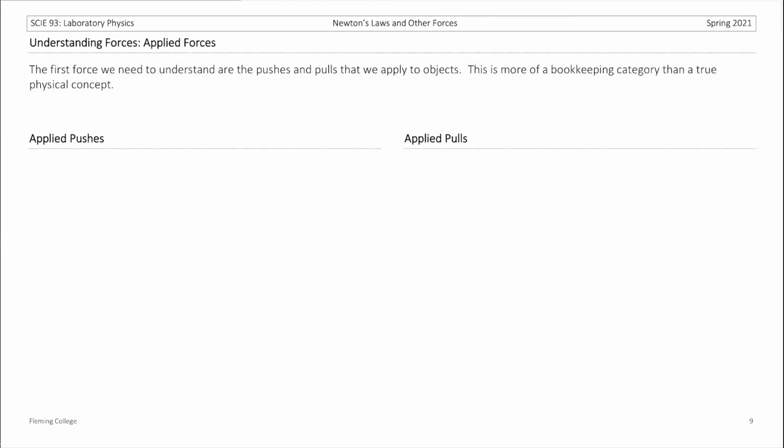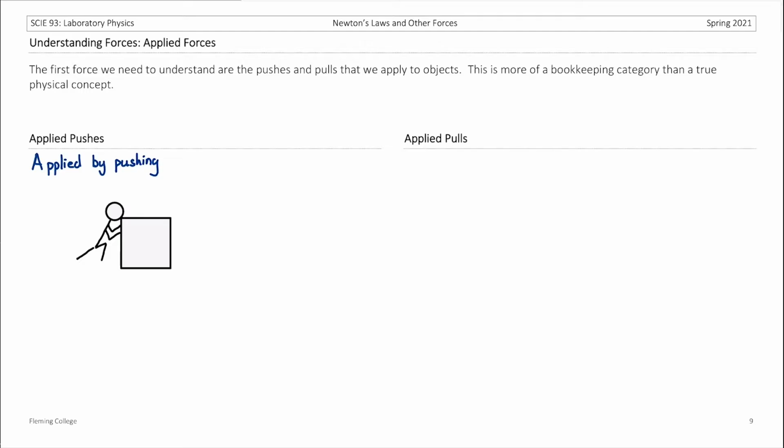As we said at the start, the most general interpretation of forces is that they are either a push or a pull. In this case, we're going to think about forces that we apply directly to the object. So if we consider our box, and we consider somebody coming along and applying a push to that box, then the most common force we see is an applied push.